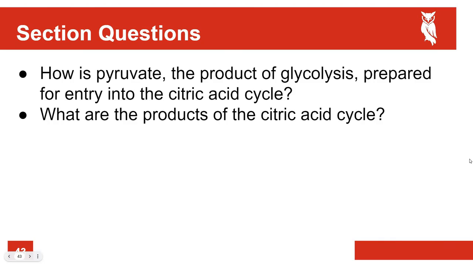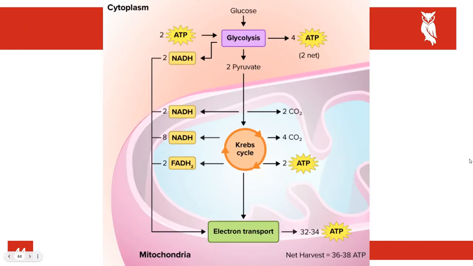Good job. So the things you want to focus on in this section is how is pyruvate, the product of glycolysis, prepared for entry into the citric acid cycle? What are the products of the citric acid cycle? Remember, citric acid cycle is the same thing as the Krebs cycle. I put that in my title.